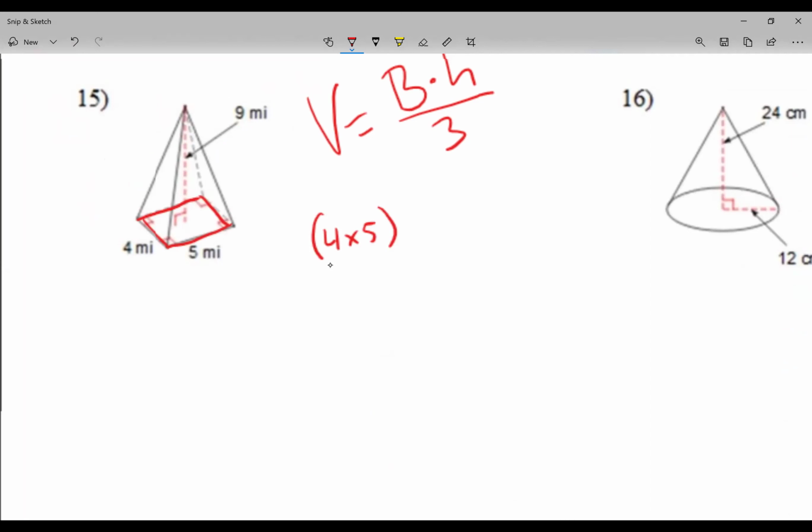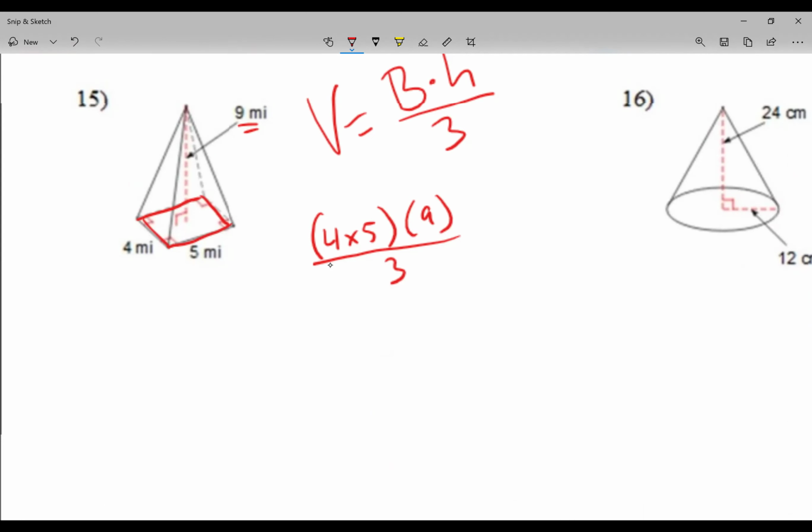The height, we can see, is 9. And I'm going to divide this by 3. So I'm going to type it on a calculator. I'm going to use a fraction. On the top, I'm going to put inside parentheses 4 times 5.